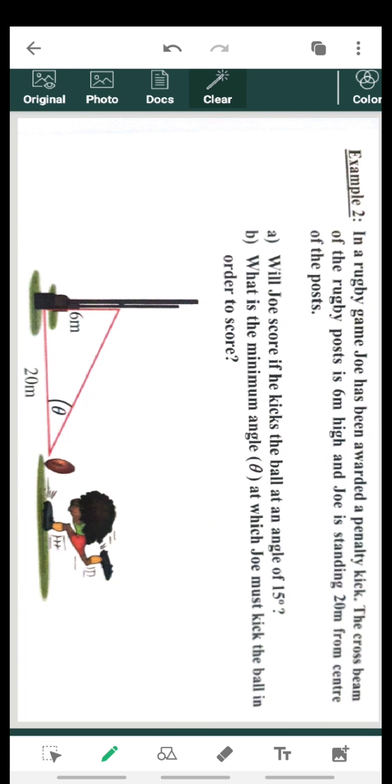Now, second example. Pause the video, do it on your own, then come back and check whether you have done it correctly.